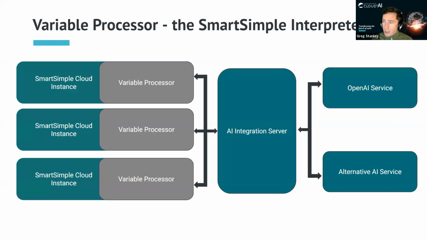In front of that, and between the instance and the AI integration server, we have the variable processor tool. This is what allows us to take individual references and individual field values from records, translate them through to actual values that can then be passed through to either OpenAI, which we're going to be using this morning, or to an alternative AI service. So this is the real power of SmartSimple Cloud: taking variable references that have been defined globally and translating them into record-specific values on a case-by-case basis.